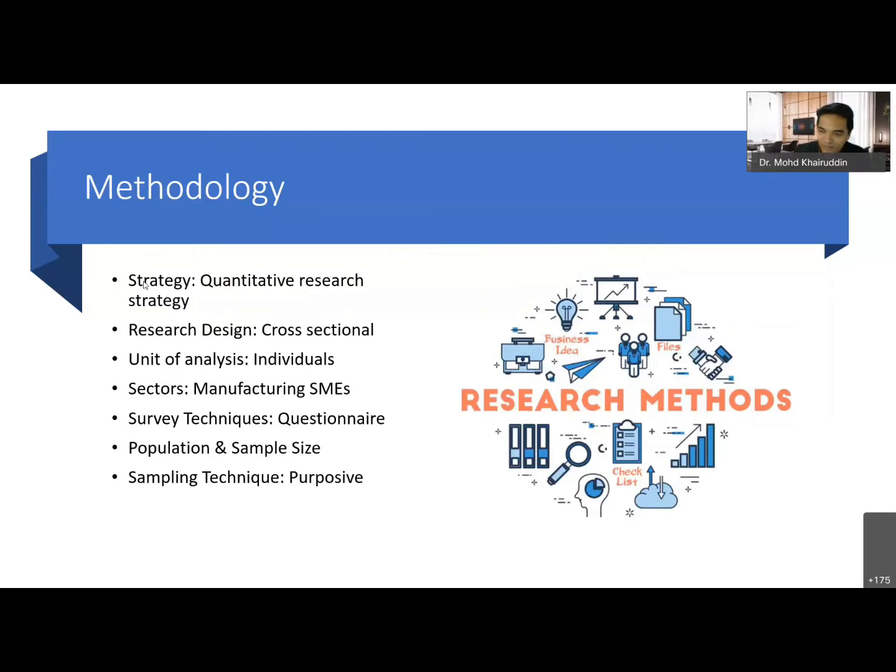So to state your strategy on this research methodology. For example, I put here quantitative research strategy. For those who are doing the qualitative, you can put whatever you have here, qualitative research strategy and so on. Since this one is only done one time for the research design, you can put a cross section.